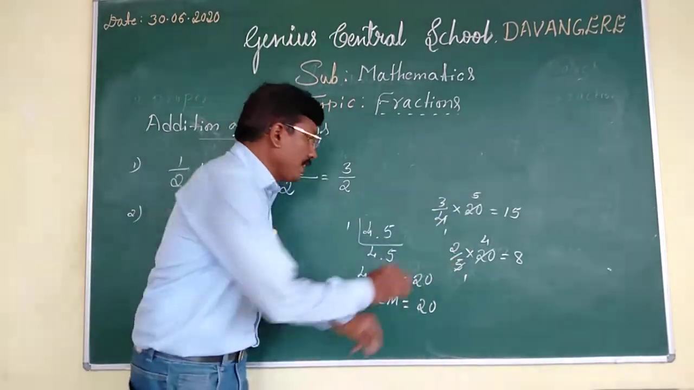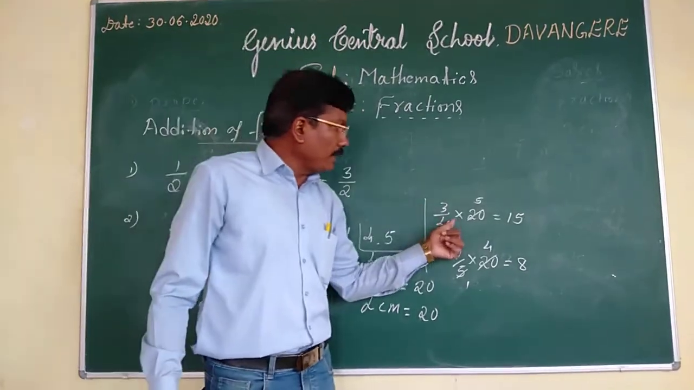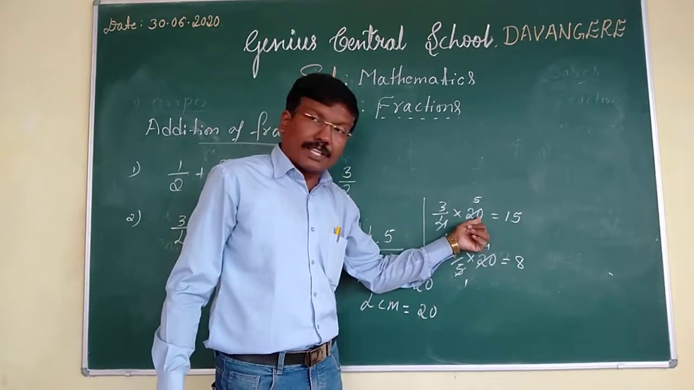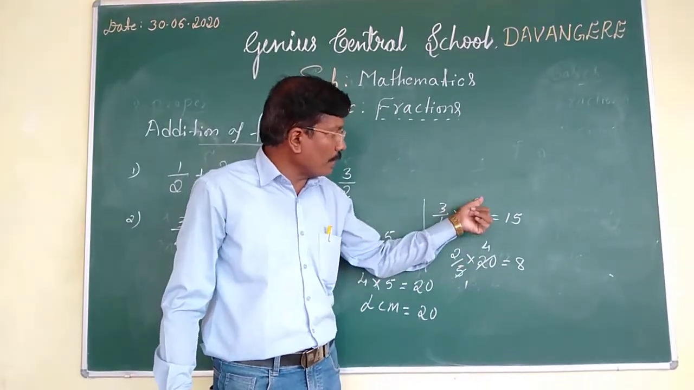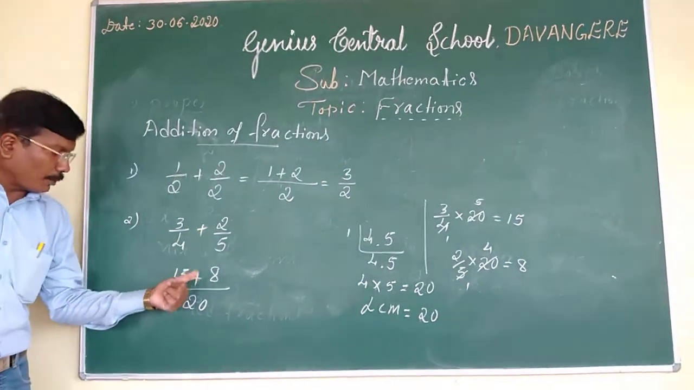That method is called equalize the denominator. First take the 3/4. Again 3 by 4, write down here into 20. This is the LCM. 4 ones are 4, 4 5s are 20, 5 3s are 15, put here 15. Again your plus is there, put here plus.